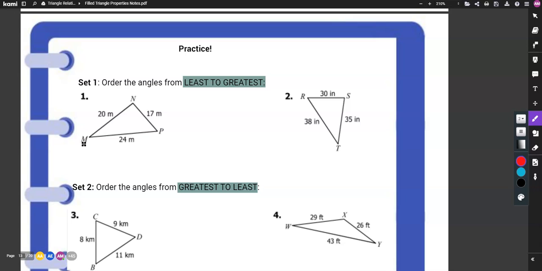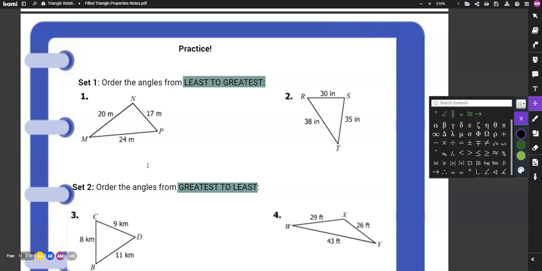Across from side NP, which is 17 meters, is angle M. Across from side MN, which is 20 meters, is angle P. And across from side MP, which is 24 meters, is angle N. So the correct order of our angles here is angle M, as in Mary, angle P, and then angle N.